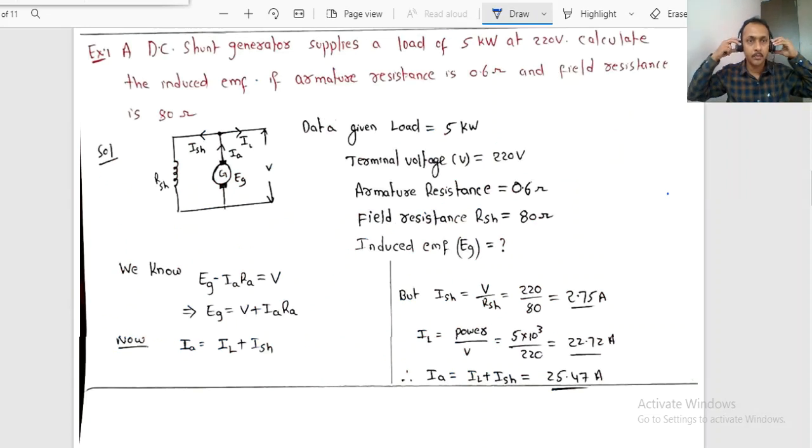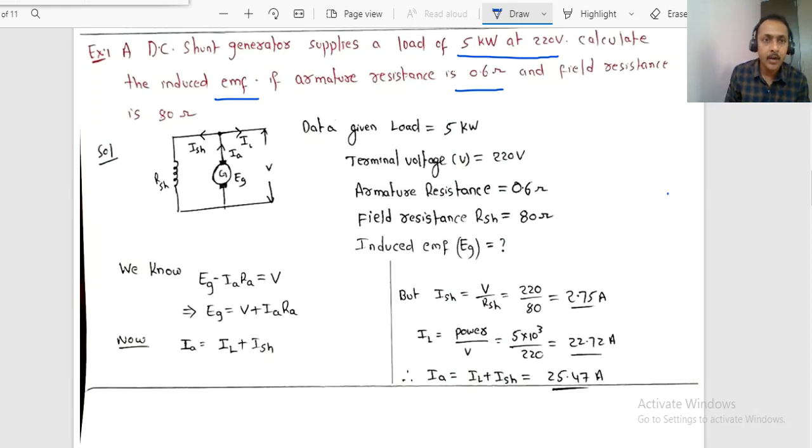Now, please observe, dear students. Let me do some problems on this topic. A DC shunt generator supplies a load of 5 kilowatt at 220 volt. Calculate the induced EMF if the armature resistance is 0.6 ohm and the field resistance is 80 ohm.